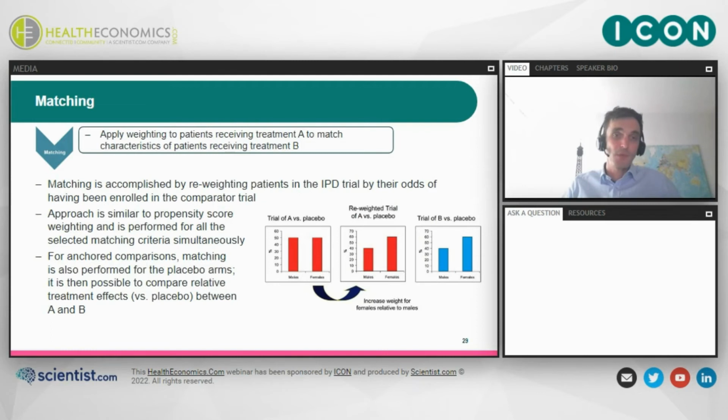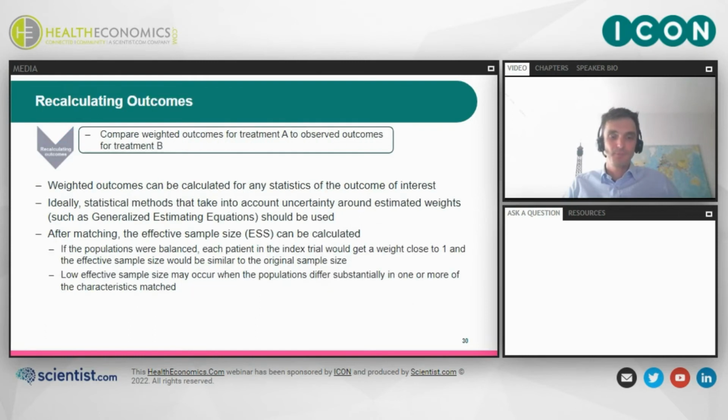So this is shown with the red bars in the left graph. Whereas for your trial B that you want to compare your results to, there are clearly more women than men. This is shown in the blue bars on the right-hand side. The matching then increases individual weights for females relative to males, so that after matching, the distribution is the same as in trial B. And this is what you can see in the middle of the graphs.